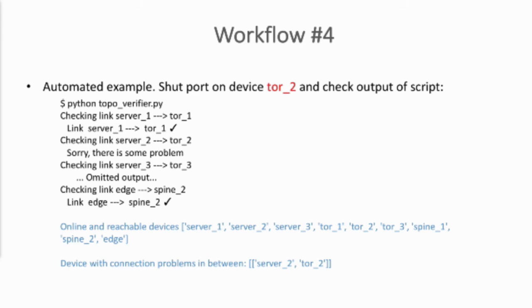So if something is wrong and you want to verify that, for example, server 2 and tor 2 are connected properly. Also, for the Vagrant implementation, it will show you what's wrong and which links you want to enhance or correct, because maybe a link in Vagrant is open on just one side.